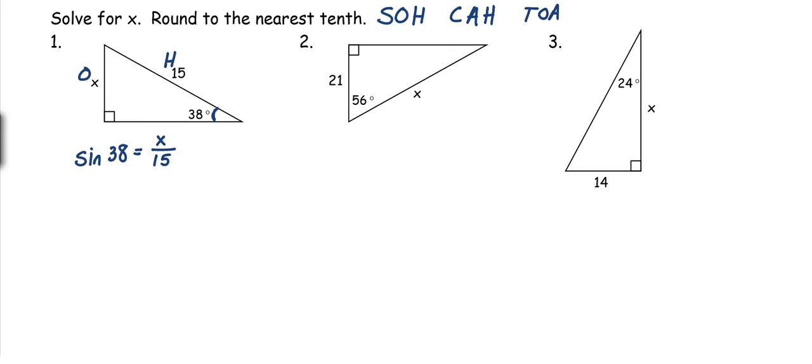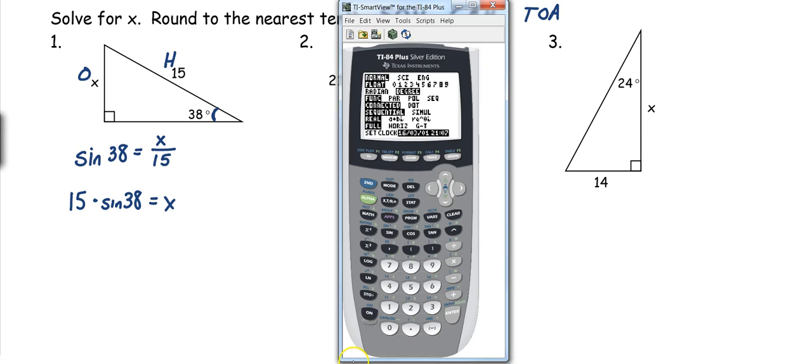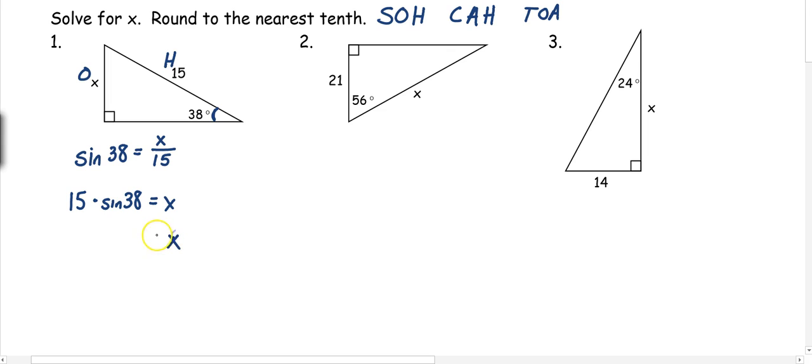hypotenuse. So because my variable is in the numerator, we are going to multiply 15 times the sine of 38 to equal x. So in our calculator, we would type 15 times the sine, which is above the comma button, our angle measure 38 degrees. So we get that x is equal to 9.2. Remember that we're always rounding to the nearest tenth for a side length. So that means x is 9.2.